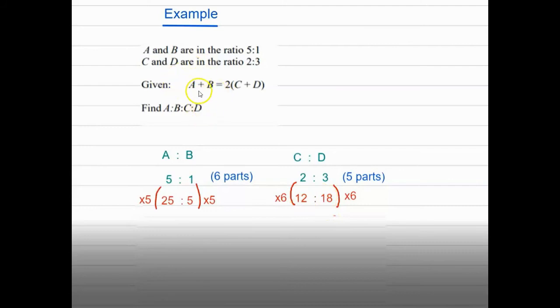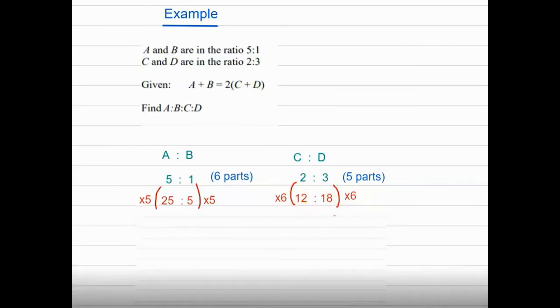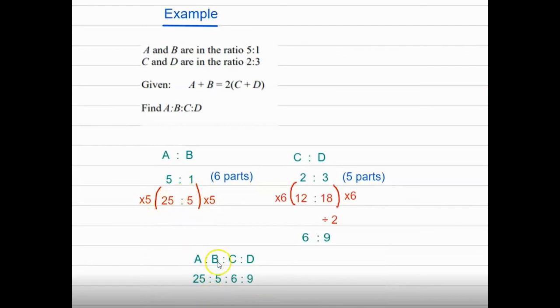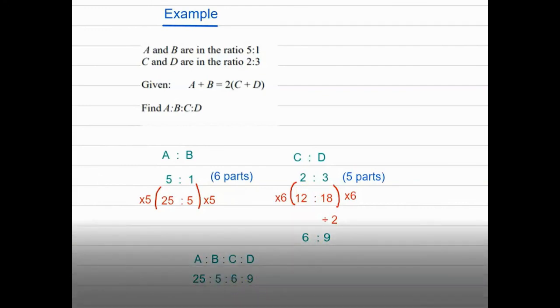But the problem says that A plus B is equal to 2 lots of C plus D. So that means that 12 and 18 here, we need to divide by 2. So we will have 12 divided by 2 is 6, and 18 divided by 2 is 9. So now the new ratio for A to B to C to D is 25, 5 for B, 6 for C, and 9 for D. And this is your answer.